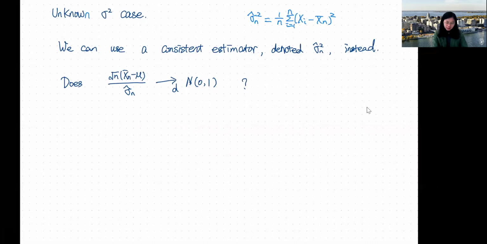But does that mean that root n times the ratio, when you replace the sigma by the estimator, is still asymptotically standard normal? Does replacing an unknown sigma by a consistent estimator preserve the asymptotic distribution of this ratio? The answer is yes. And it is by the continuous mapping theorem.